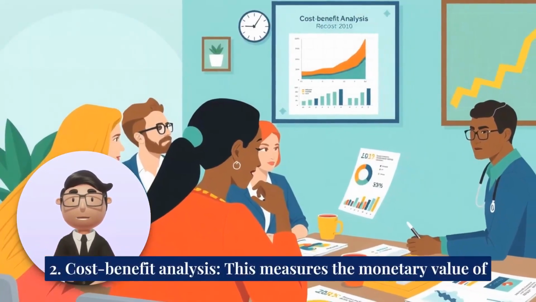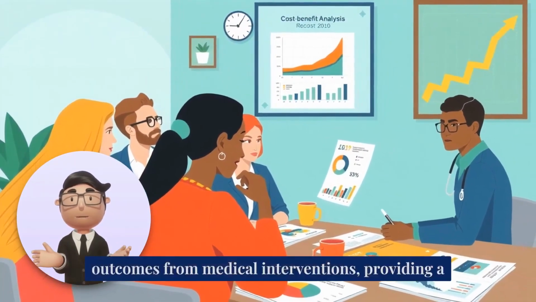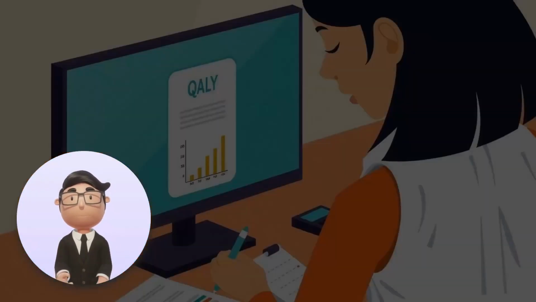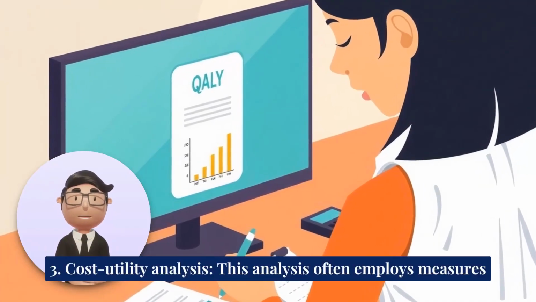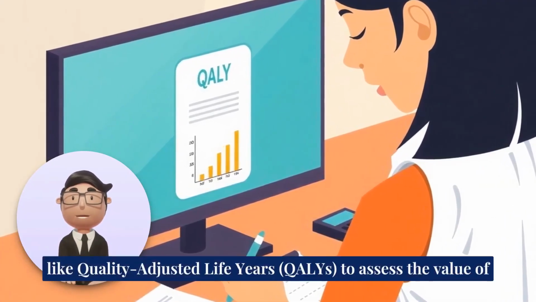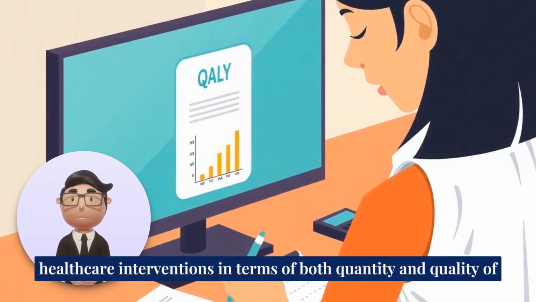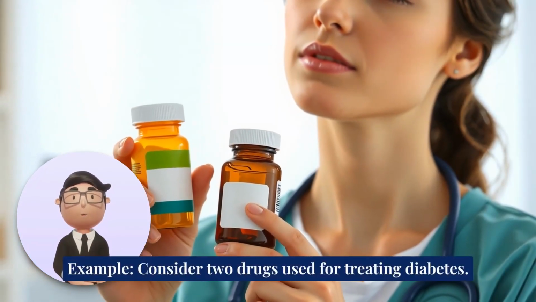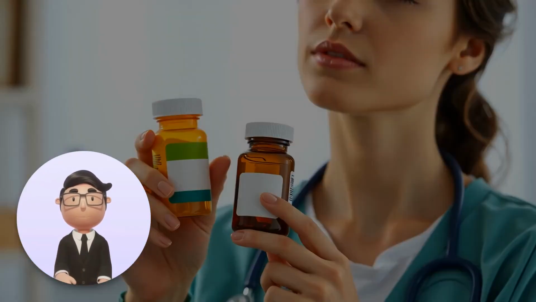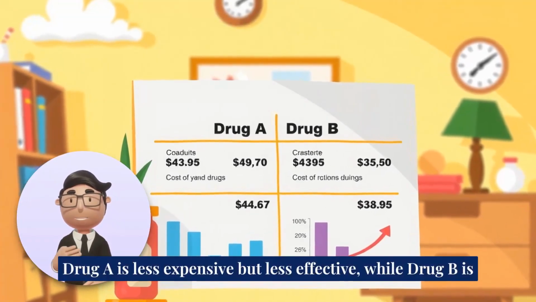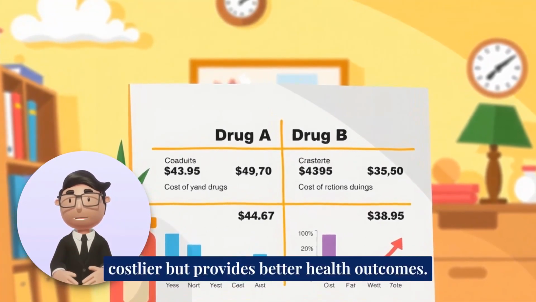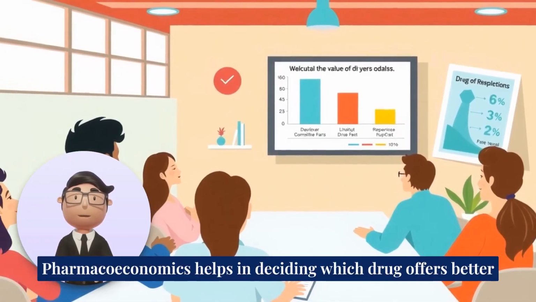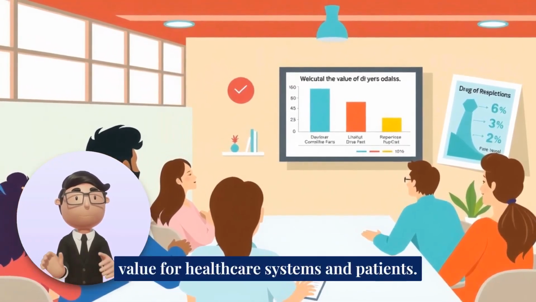2. Cost-benefit analysis. This measures the monetary value of outcomes from medical interventions, providing a comprehensive view of costs versus benefits. 3. Cost-utility analysis. This analysis often employs measures like quality-adjusted life years (QALYs) to assess the value of healthcare interventions in terms of both quantity and quality of life. Example: consider the drugs used for treating diabetes. Drug A is less expensive but less effective, while drug B is costlier but provides better health outcomes. Pharmacoeconomics helps in deciding which drug offers better value for healthcare systems and patients.